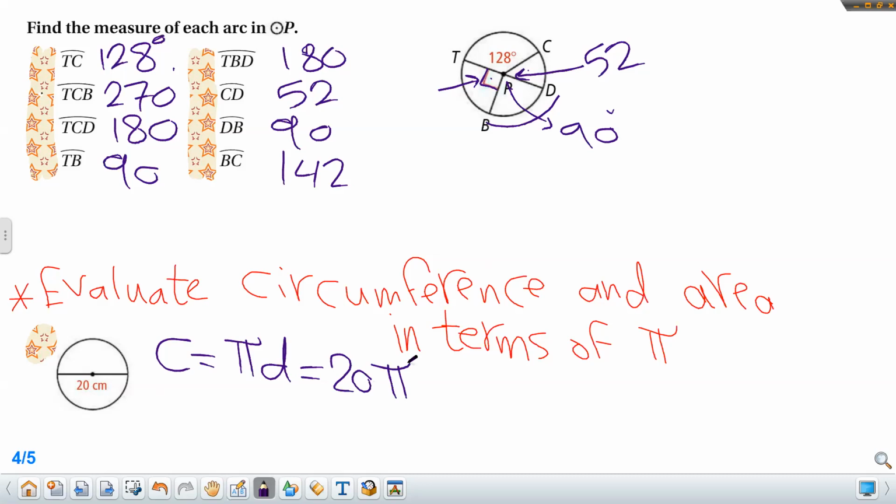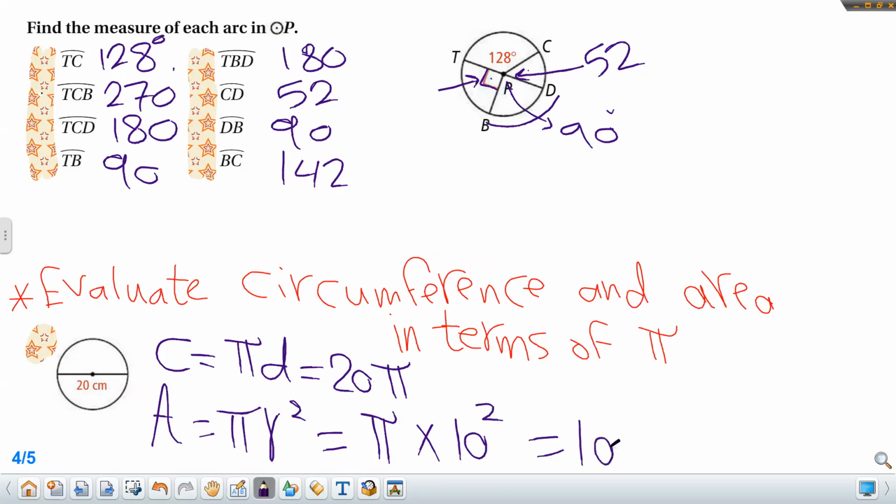But what about area? Area is pi r squared. So pi times r, where r is the radius. Radius is half of 20, then it will be 10 squared, to be 100 pi.